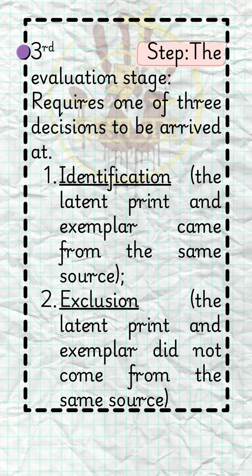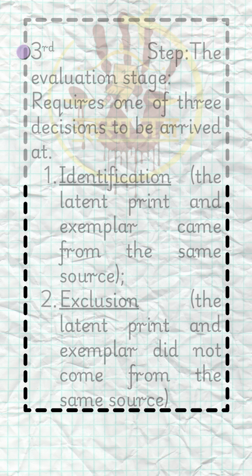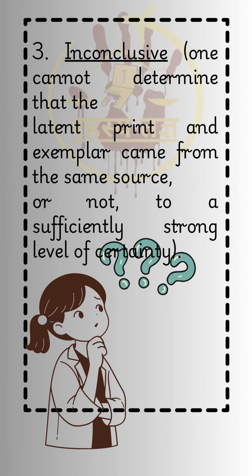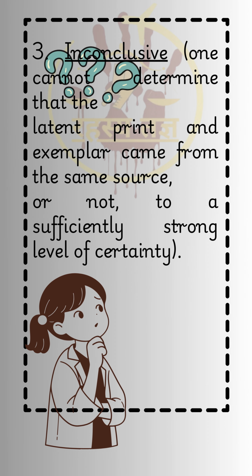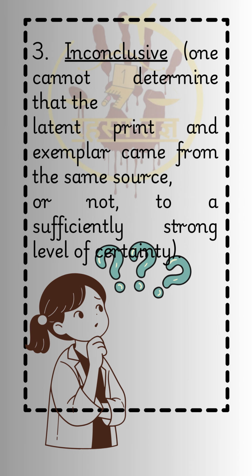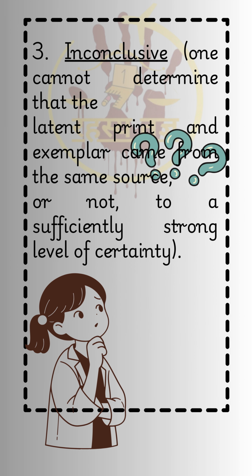Then the evaluation. It is one of 3 decisions to be arrived at. The decisions can be identification, which means the latent print and the exemplar came from the same source. Exclusion, where the latent print and the exemplar did not come from the same source. And inconclusive, where we cannot determine whether the latent print and exemplar came from the same source, as there are no sufficiently strong levels of certainty.